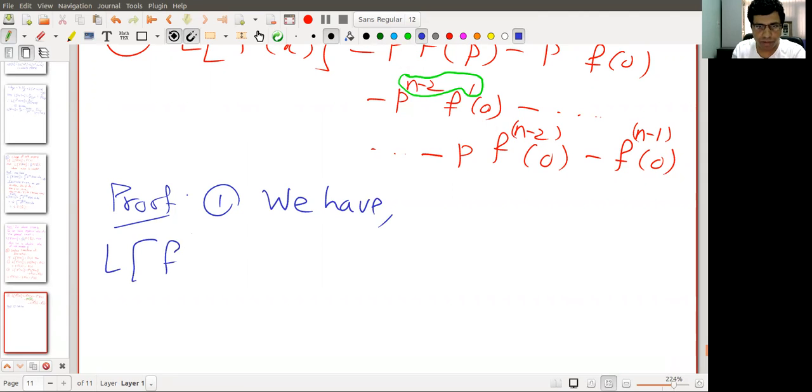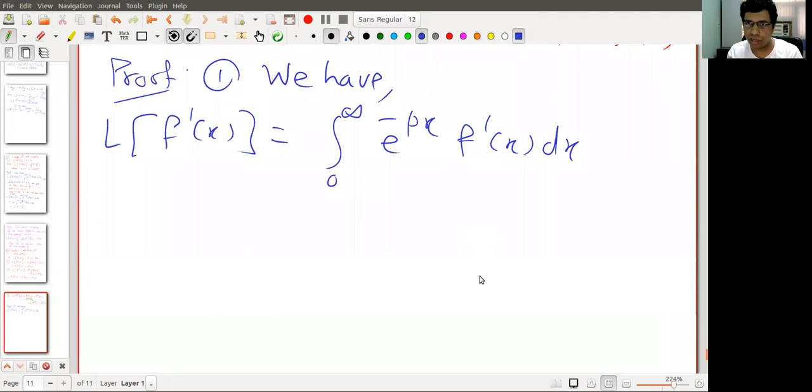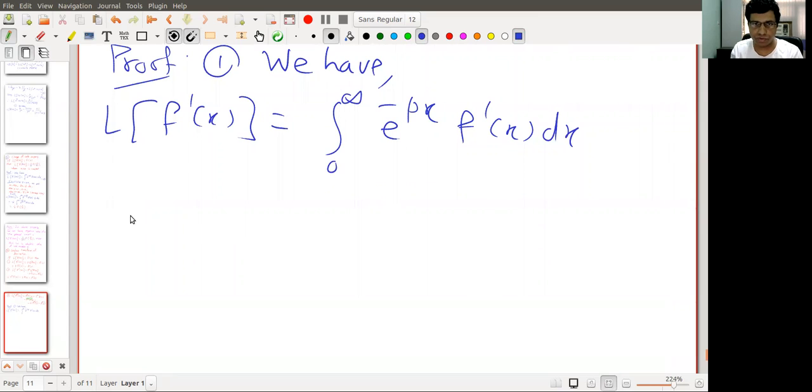Laplace transform of f dash of x equal to, by definition, integral 0 to infinity e raised to minus px f dash of x dx. Here, while using integration by parts, we use e raised to minus px as the first term and f dash of x as the second term. Okay, because we are taking the integral of the second term. So this is the first term e raised to minus px, integral of the second. So the integral of derivative f dash, it is simply f of x.